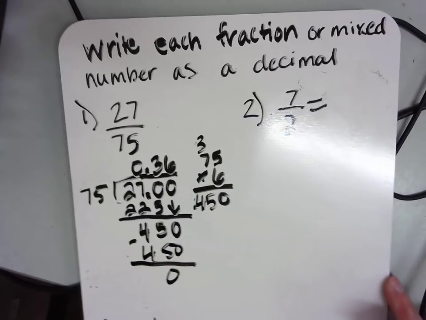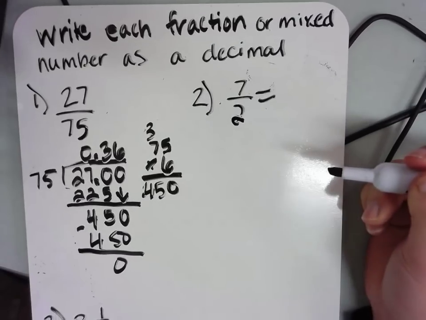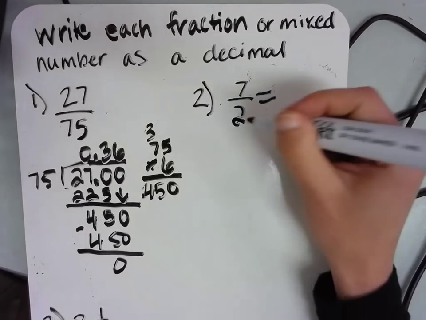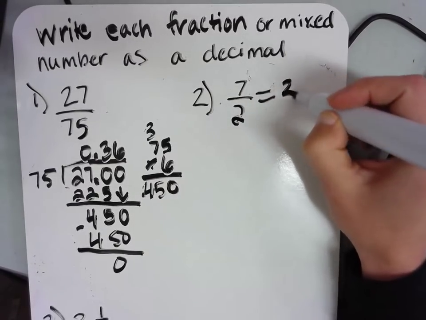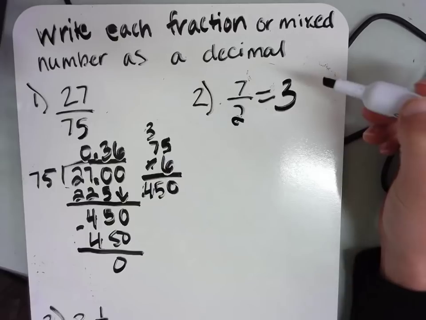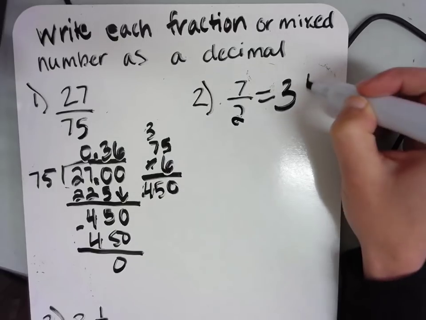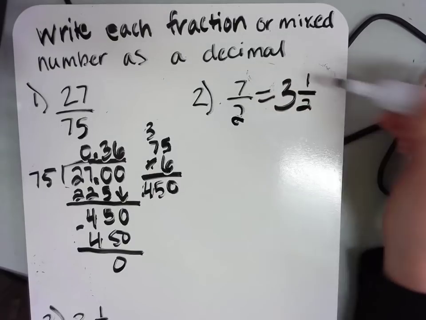For number 2, when I come over here, I have 7 over 2. That's an improper fraction. So I'm going to change that to a mixed number. So 2 can go into 7 3 times, and I have 1 left over. Because it can go into 7 3 times, and it will give me 6, which is just 1 short of 7. And my denominator stays the same. So I have 3 and 1/2.